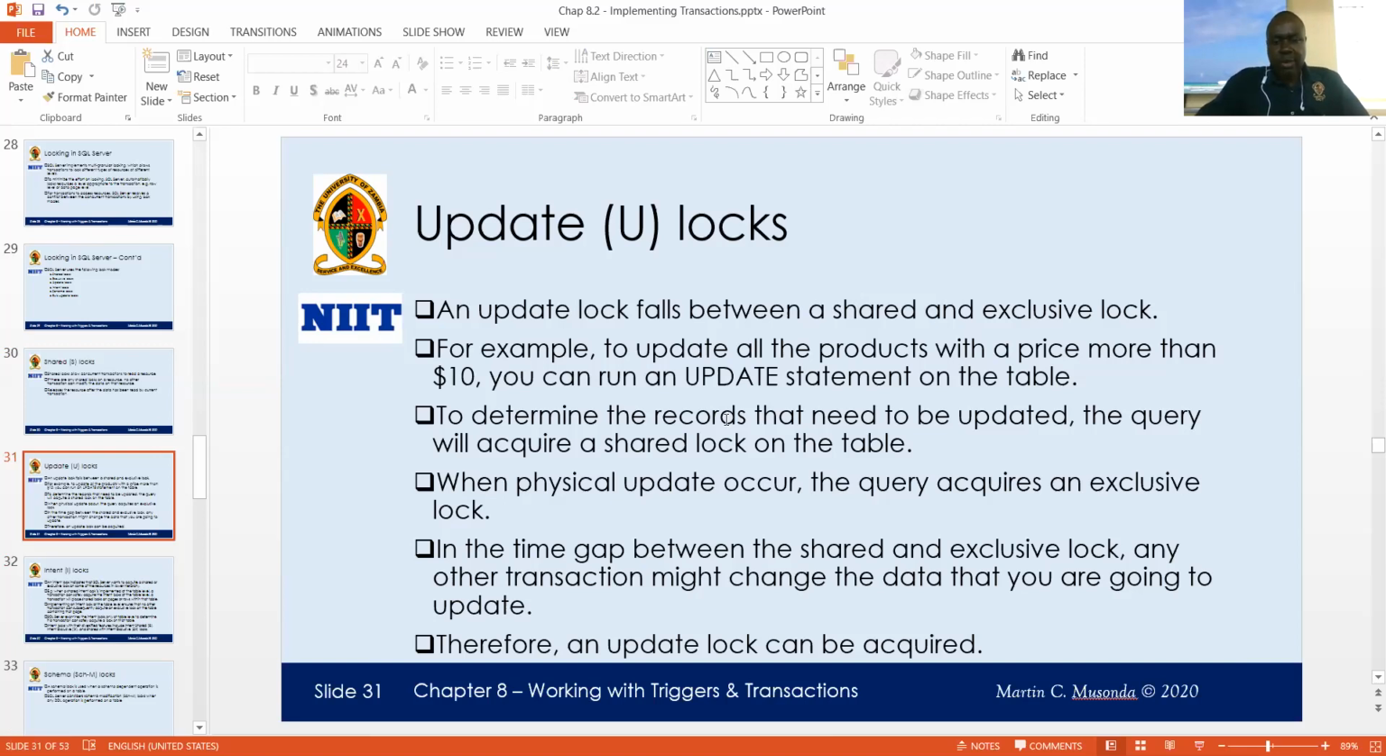In the time gap between the shared and exclusive locks, any other transaction might change the data that you are going to update. Therefore, an update lock can be acquired.